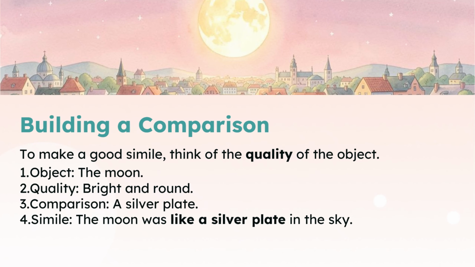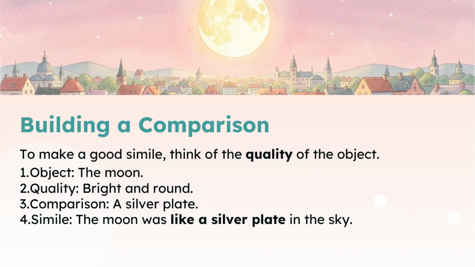Here's a little tip if you want to make your own sentence. To make a good simile, you must think of the quality of the object. Now, for example, our object is the moon. The quality of the moon is that it is bright and round, and we are comparing it to a silver plate. Now, let's make the sentence. The moon was like a silver plate in the sky.